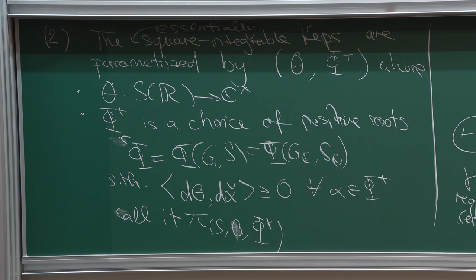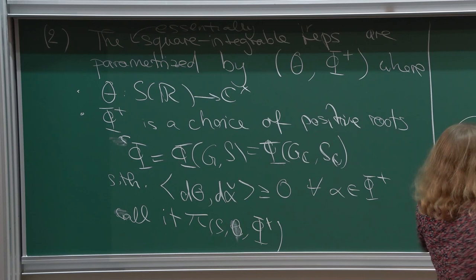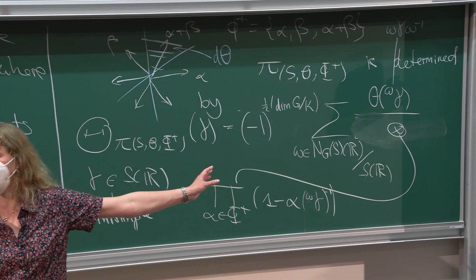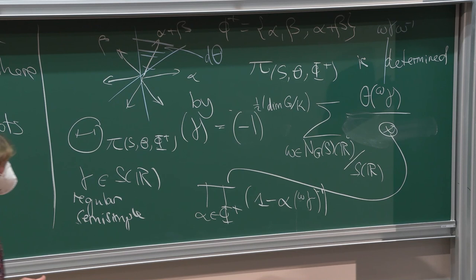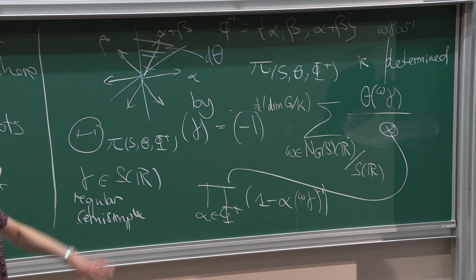What happens if gamma is not in S but in some other torus? If gamma is not in S but in some other torus, that's a good question. People know how to write down a character formula as well, but I don't know off the top of my head how to write it down. There is some formula, but it's much more difficult. But actually, it turns out that this is already determining the representation. All right. So that's the real story.